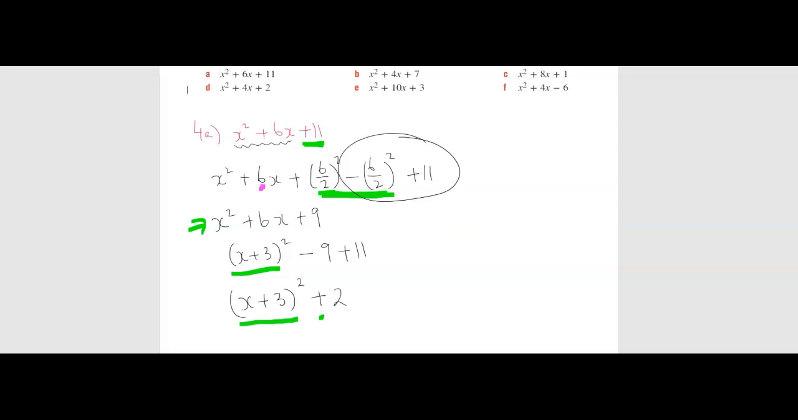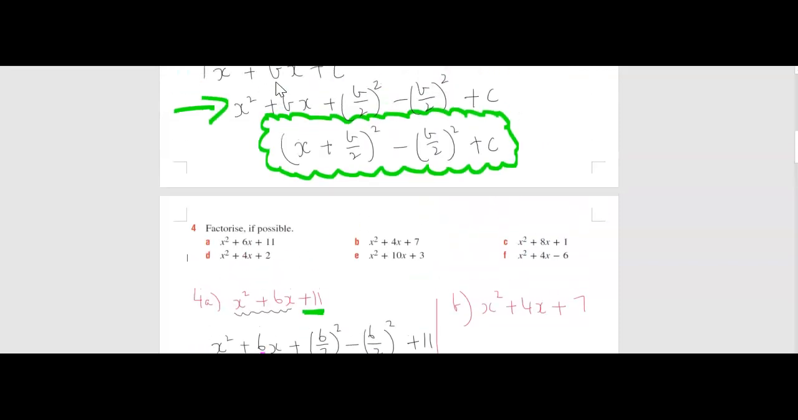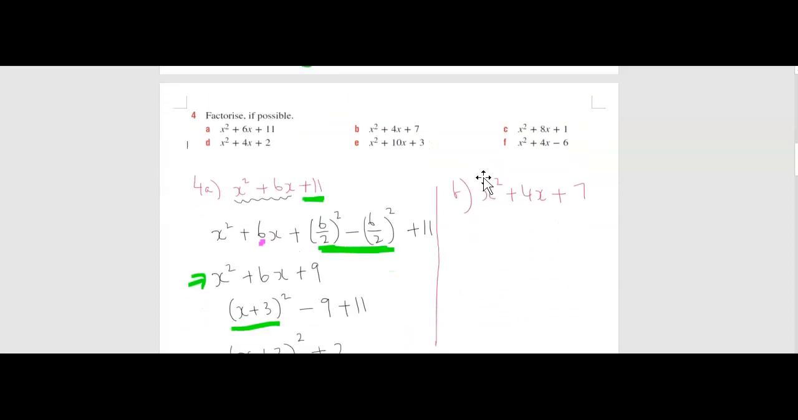All right, so I'm going to just get rid of that because it's taking up a lot of space. We'll do question B here. So x squared plus 4x plus 7. I'm going to do this the same way as I did the previous one, and then I'm going to use the shortcut, which is what I've just put in this little green box. I'm going to do another one with the full working, and then we're just going to go straight to this little green box.